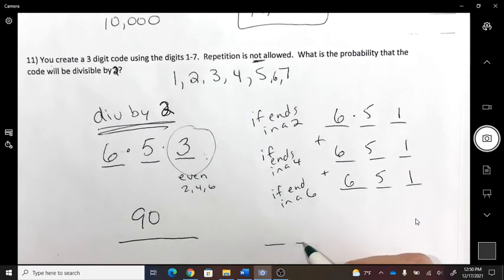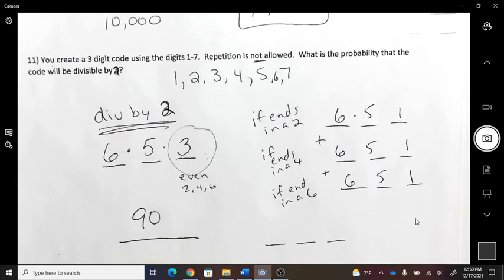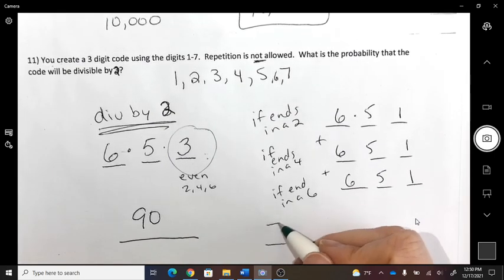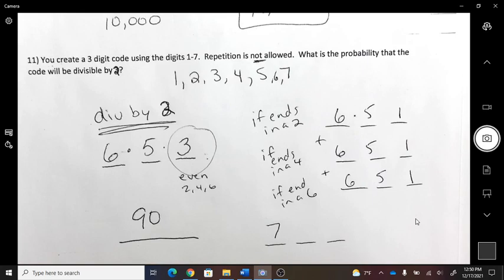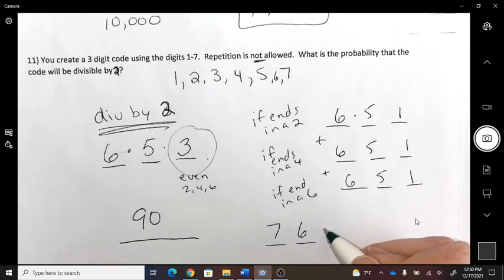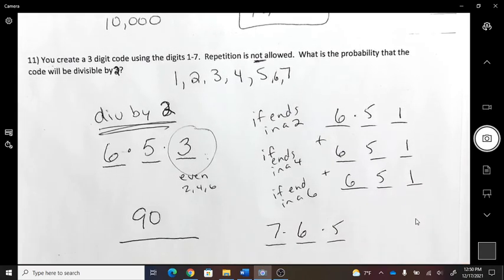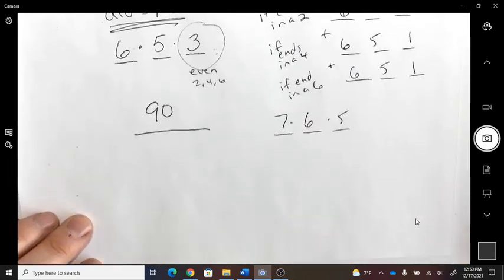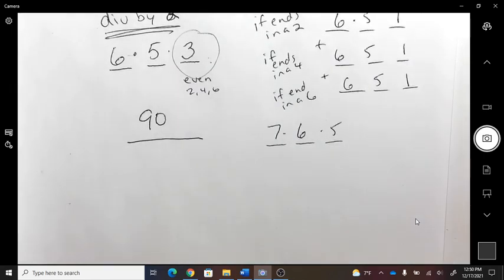So I need a 3-digit code. So 7, 7. But I think we still need to stick to the repetition thing. Oh. Repetition is still not allowed, but I don't have to worry about the even part. 7, 6, 5. So without thinking about the even, but still with the repetition.